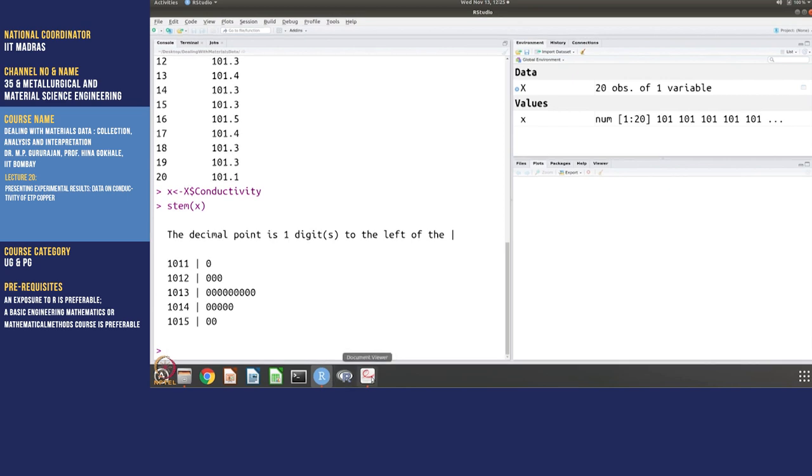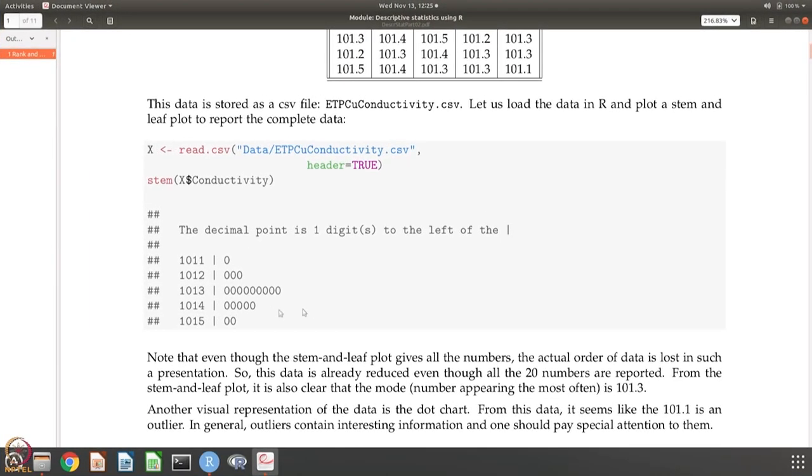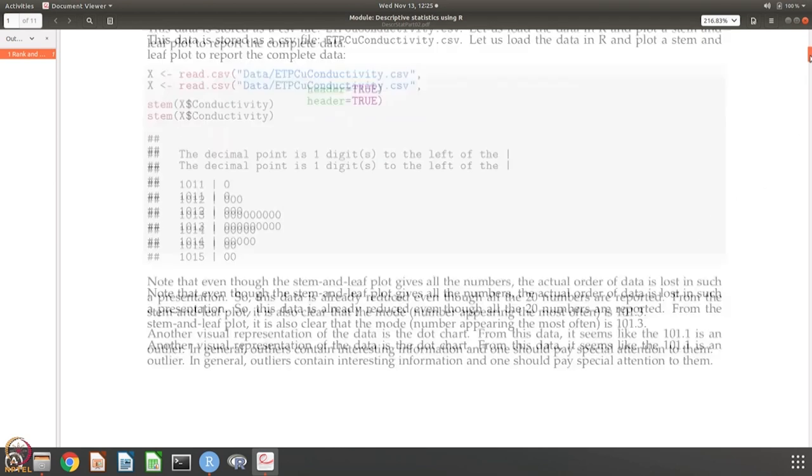So, it is complete in one sense that it has all the data, and it also, by looking at it, you can not only see how the data is distributed, you can also see which is the most repeated number, the mode of the data, right? So that you can see clearly.